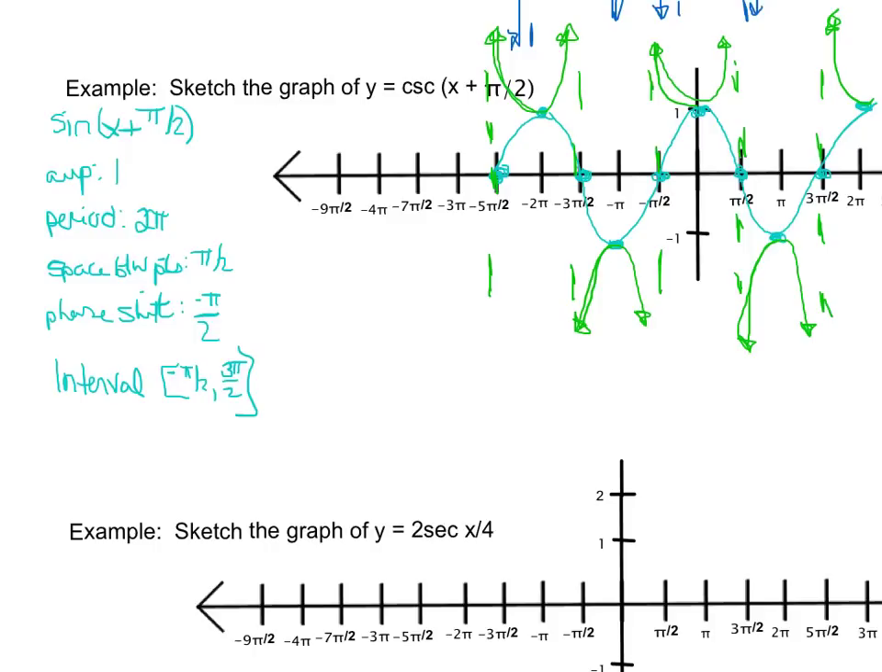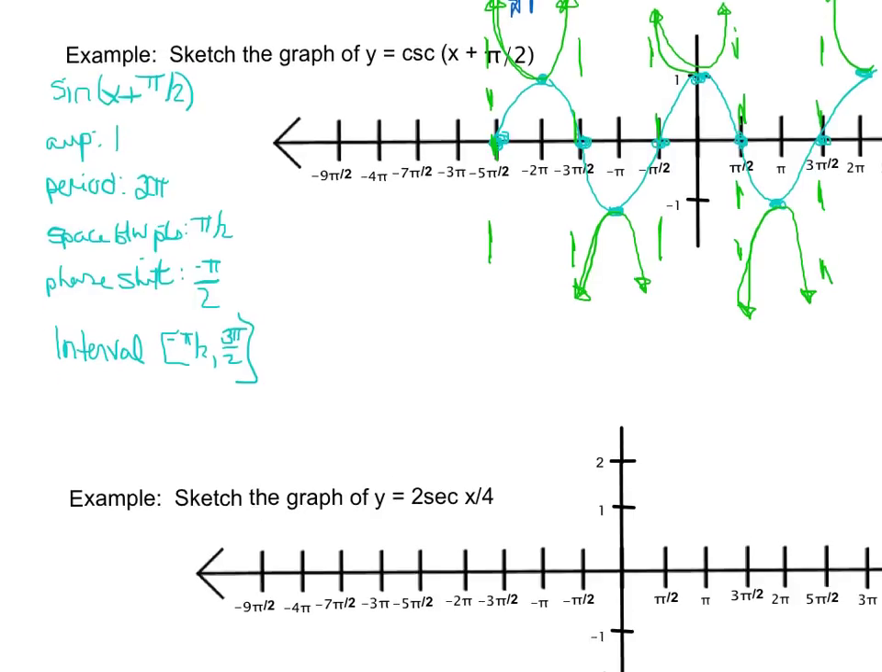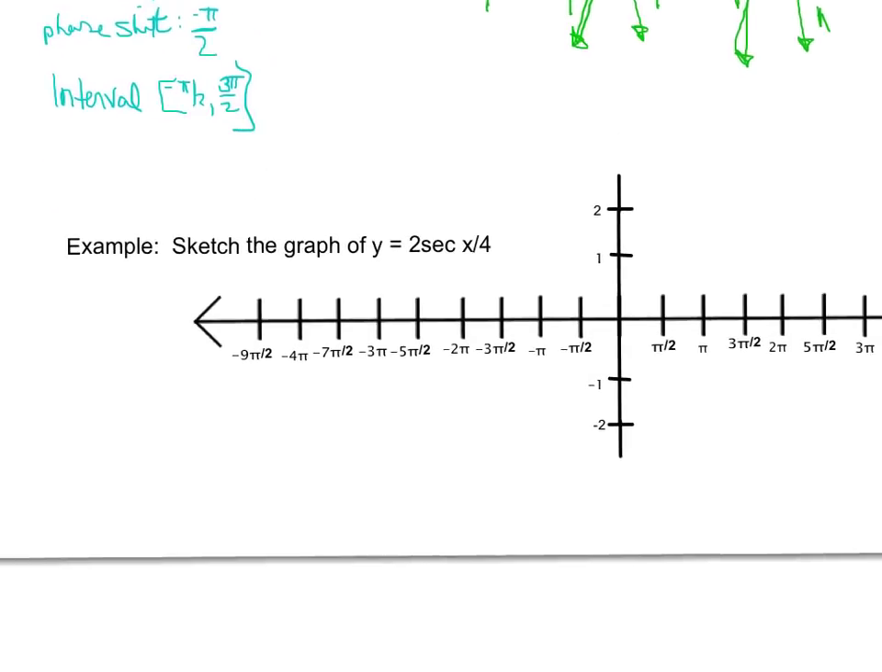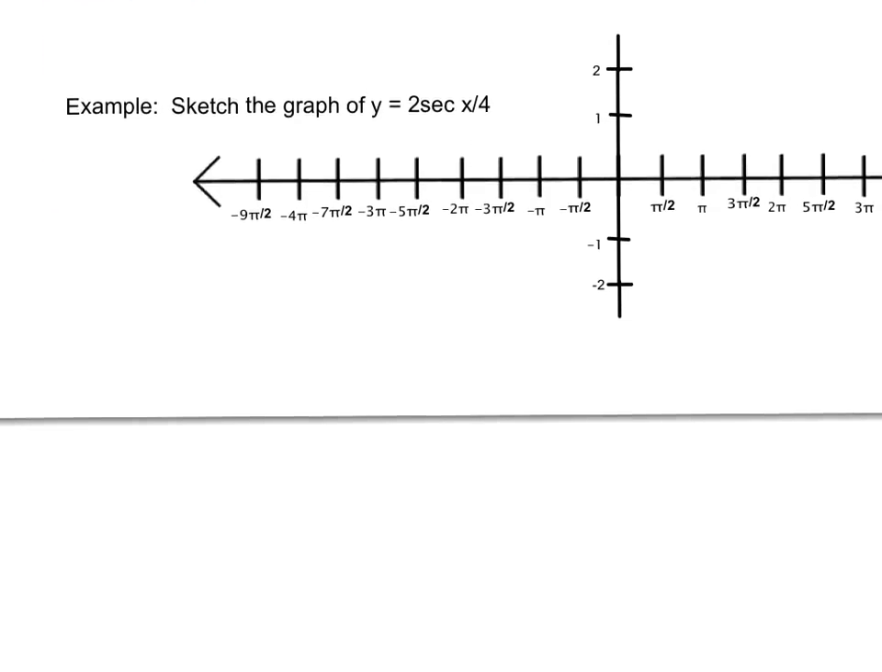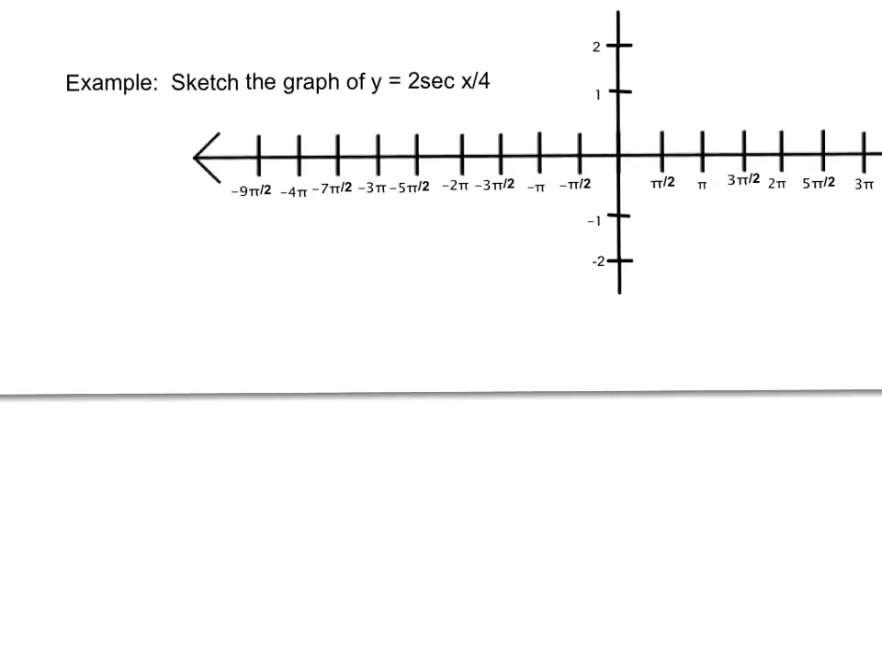Let's go ahead and look at the secant now, and how we can use cosine to help us out with that. I will also show you on this one how I can graph it without actually drawing the cosine curve in. Once again, the first thing I'm going to do is find cosine of, and let's put the 2 out front, so let me erase that. I'm going to first graph 2 times cosine of x over 4.